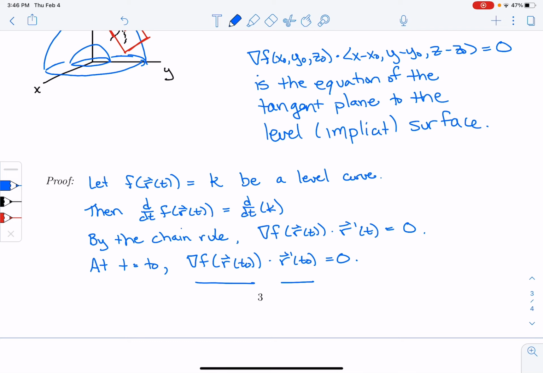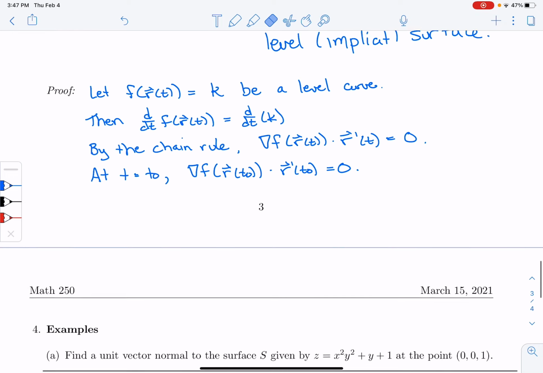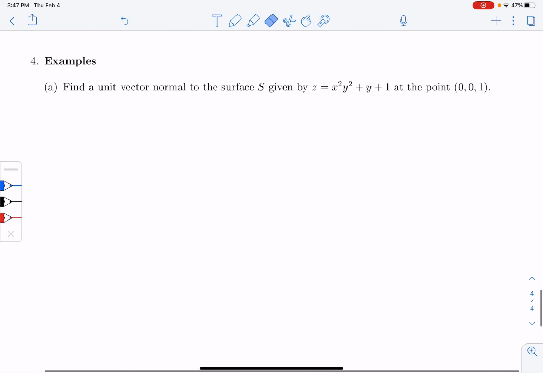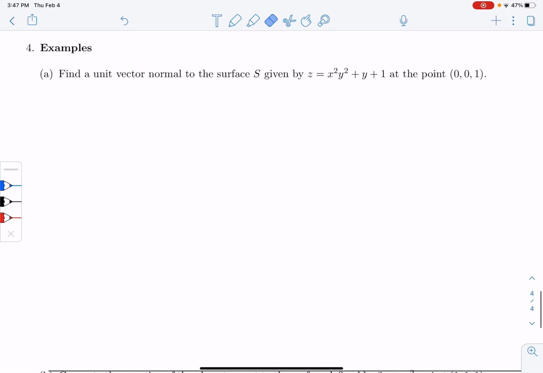Let's look at two examples to finish up. The first example says, find a unit vector that's normal to the surface S, which is given by z equals x squared y squared plus y plus 1 at the point 0, 0, 1. So we want to find that normal vector to the surface.